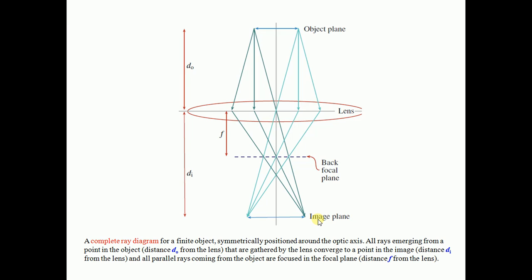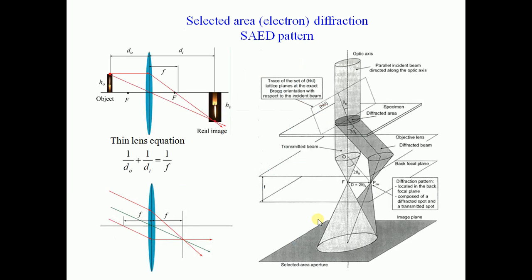Selected area. So you select the area with the help of your aperture, with the help of the condenser or the focusing lens also, and there you get the pattern, and therefore it is called a selected area electron diffraction. So again, this is the back focal plane, and this is the image plane. Depending on the aperture position, you get the electron diffraction.